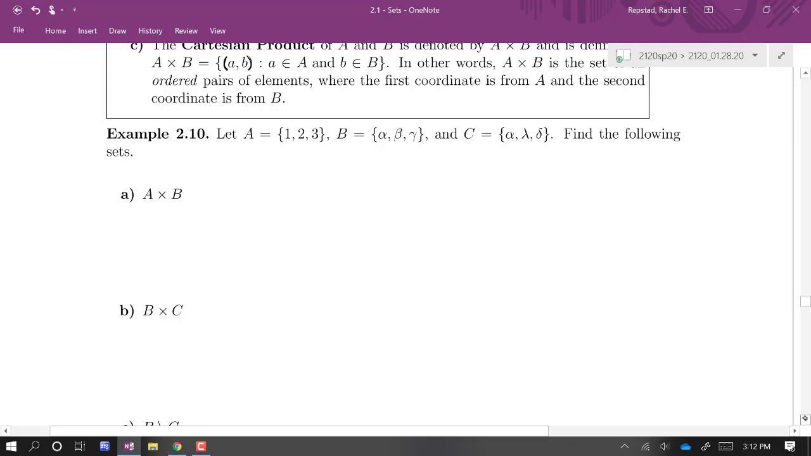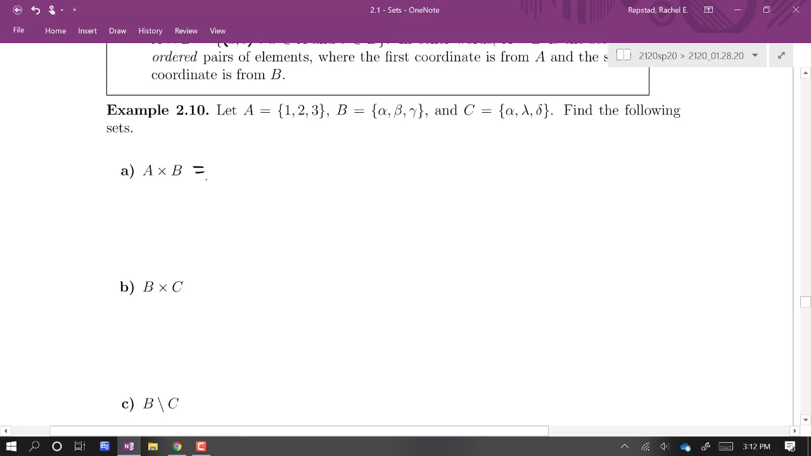Let's do some examples. They've given us three sets, and we want to find first the Cartesian product of A and B, or A cross B. So it's a set of ordered pairs, where the first coordinate is in A and the second coordinate is in B. Somebody tell me something that's in an ordered pair that we're going to include. 1 alpha. Yep. There are other ones I could pick with the first coordinate being 1, right? I could do 1 beta.